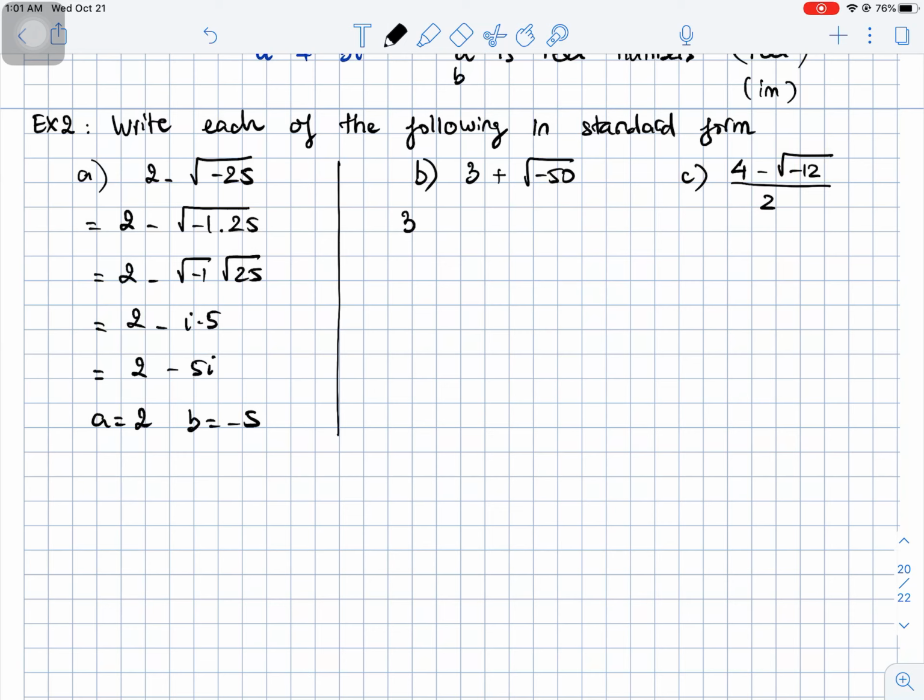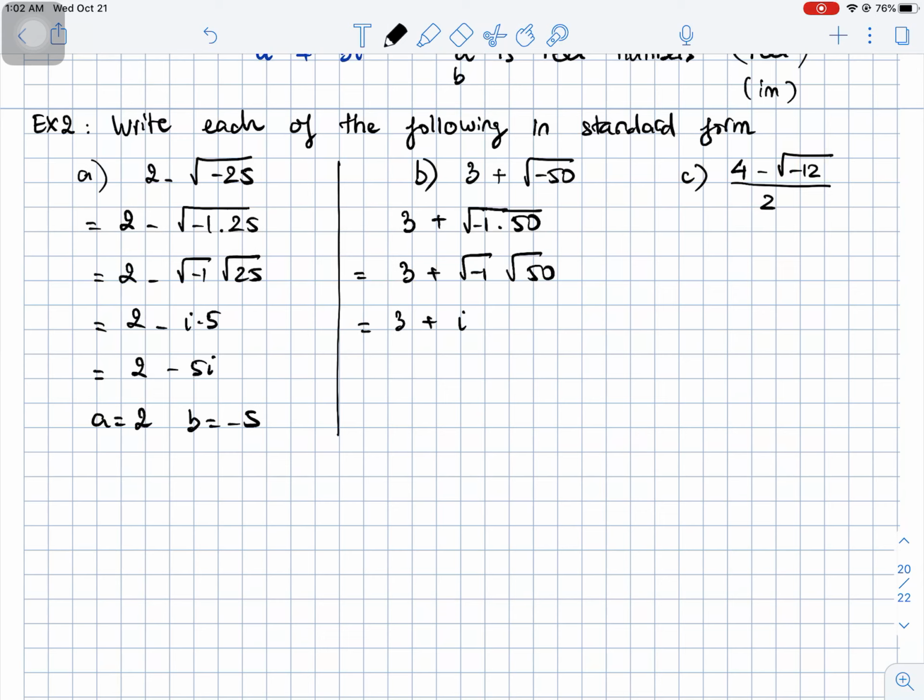The a we call the real part, and the b we call the imaginary part. The imaginary part goes with the i. So in this case, a is 2 and b is negative 5.